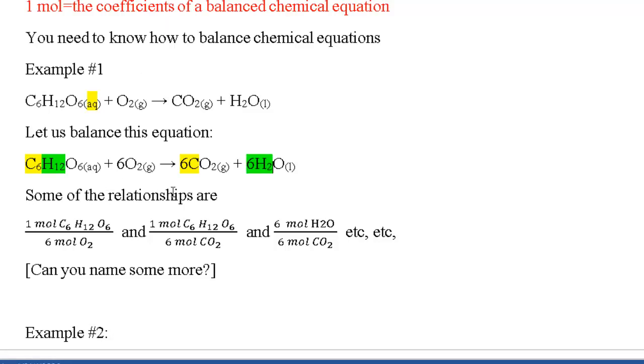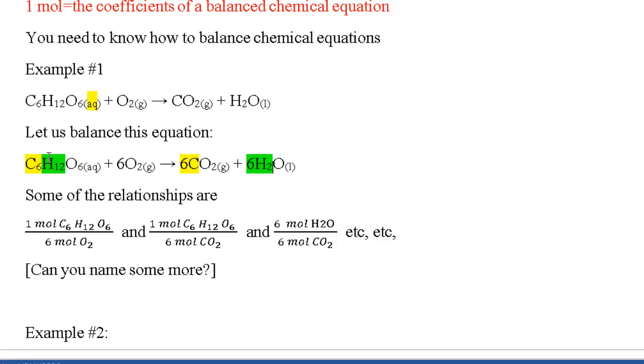And now, finally, let's look at oxygens. I have 6 oxygens here. 6 times 2 is 12. So 12 plus 6 is 18. I have that in my reactant side, so to speak. And in my product side, I have 6 times 2 is 12, plus 6 times 1, or 6 O's here, is 6. So 6 plus 12 is 18 oxygens on the product side, 18 oxygens on the reactant side. This is balanced.